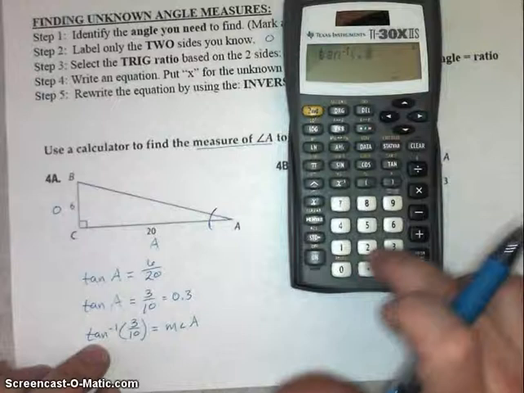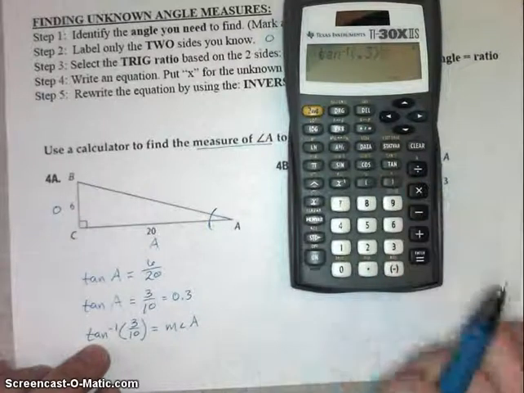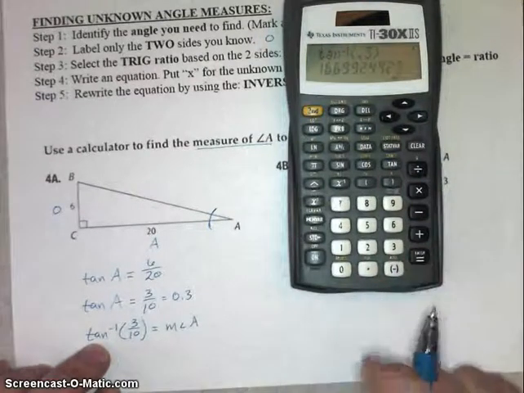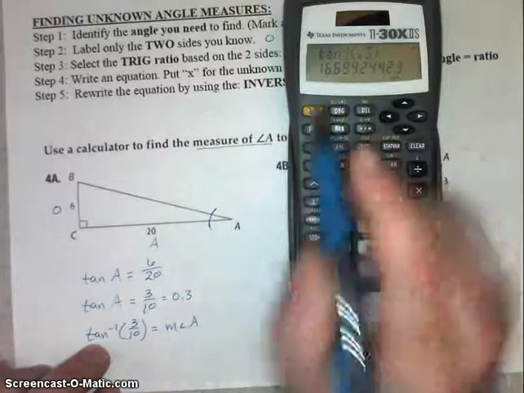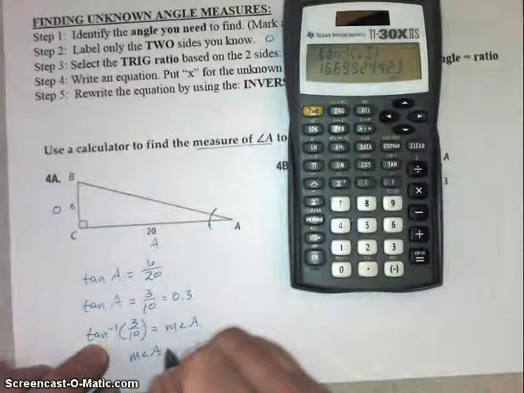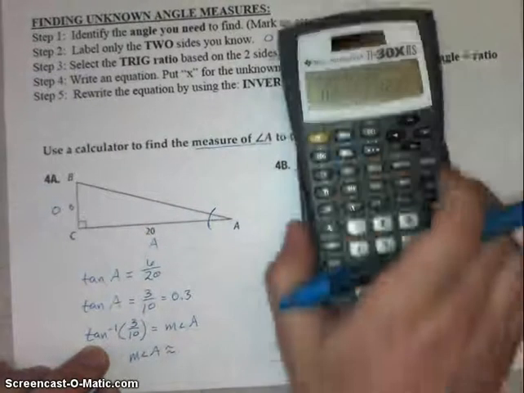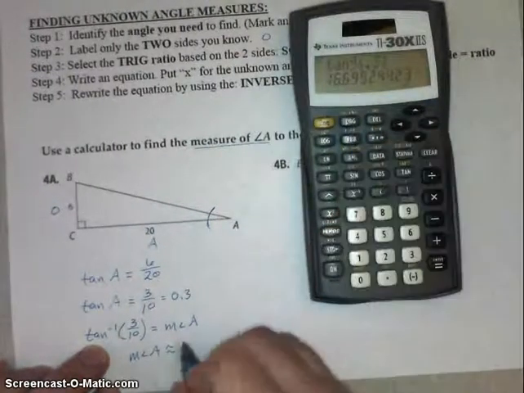Or I can do 0.3. Either way, they mean the same thing. 3 over 10 is the same as 0.3. Hit enter, and it gives me this, which is an angle measure. So the measure of angle A is approximately, we're rounding to the nearest tenth, 16.7 degrees.